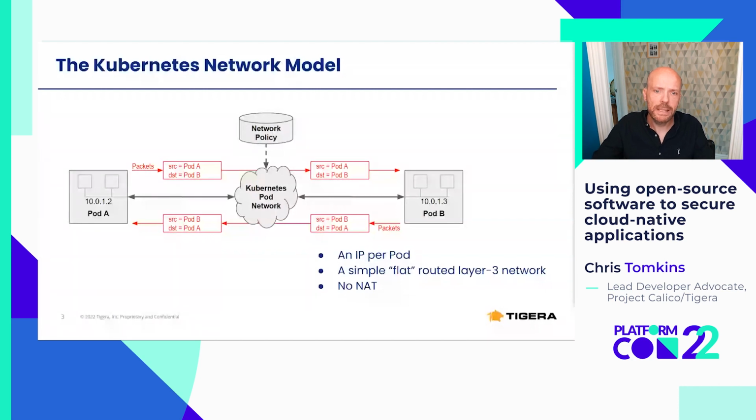A little bit about the Kubernetes network model first of all. So Kubernetes defines a network model, but it doesn't implement it. It relies on another technology to implement it. But first of all, let's look at what that network model defines.